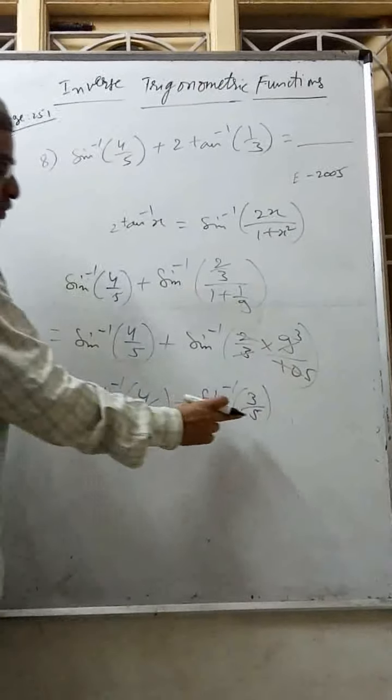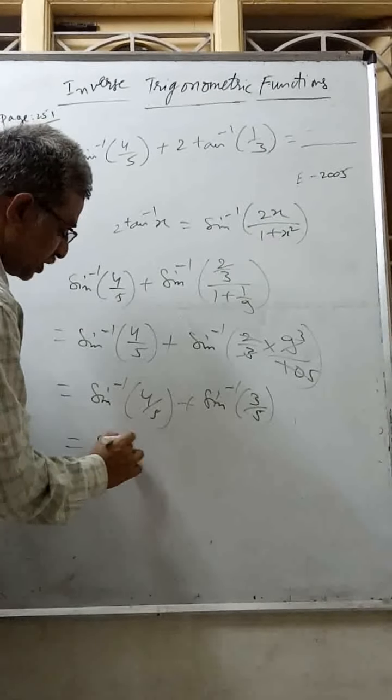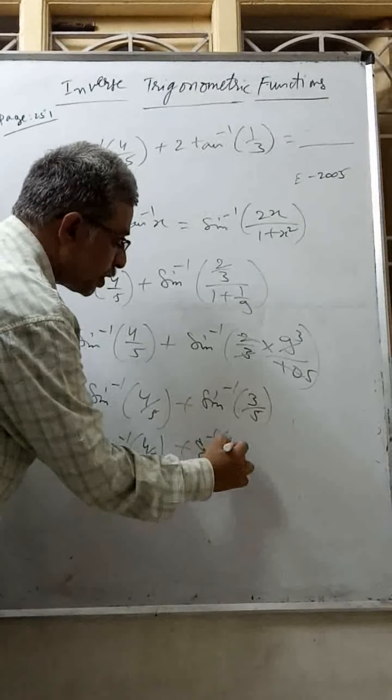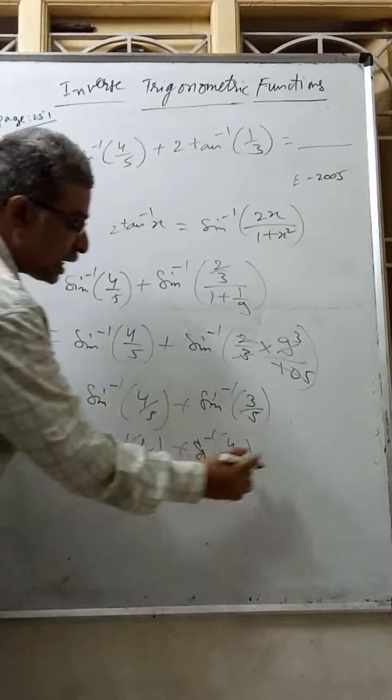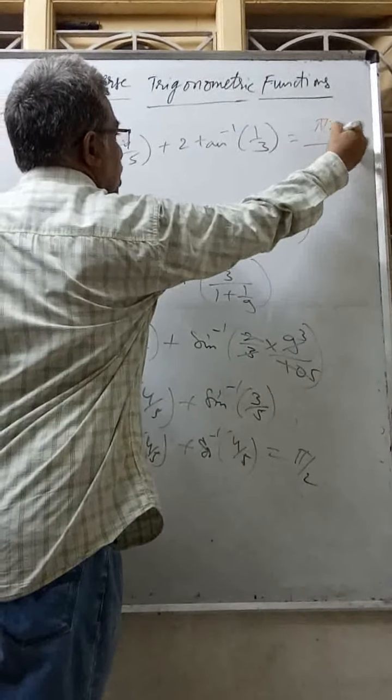So if I convert like the previous sum, this is cos inverse 4 by 5. So sin inverse 4 by 5 plus cos inverse 4 by 5. Sin inverse x plus cos inverse x, always pi by 2. So our answer is pi by 2.